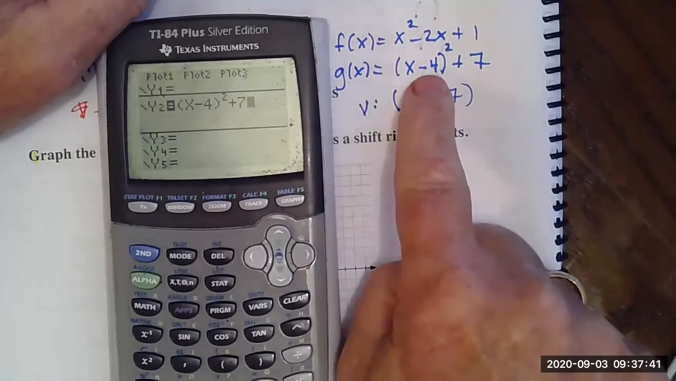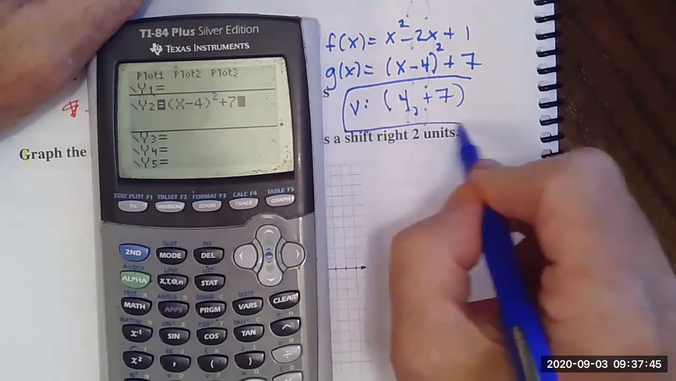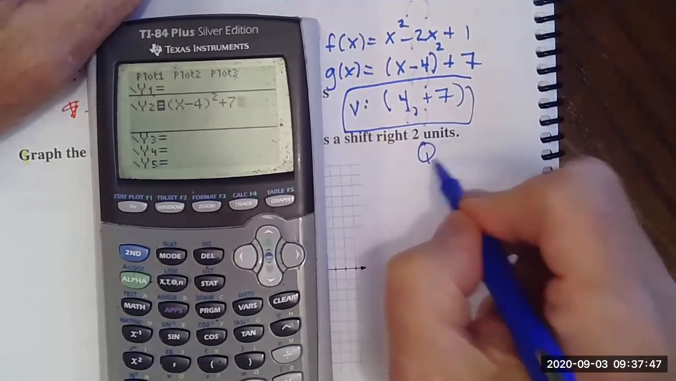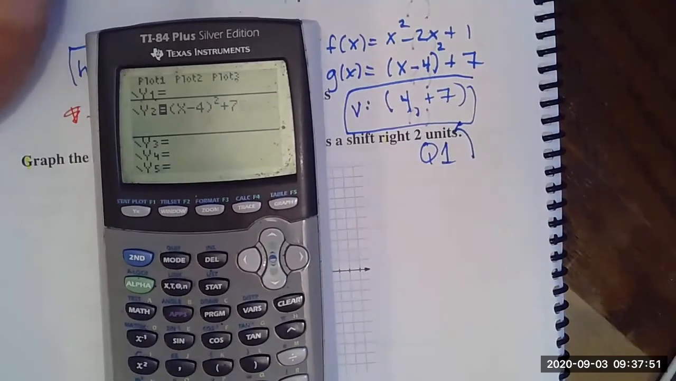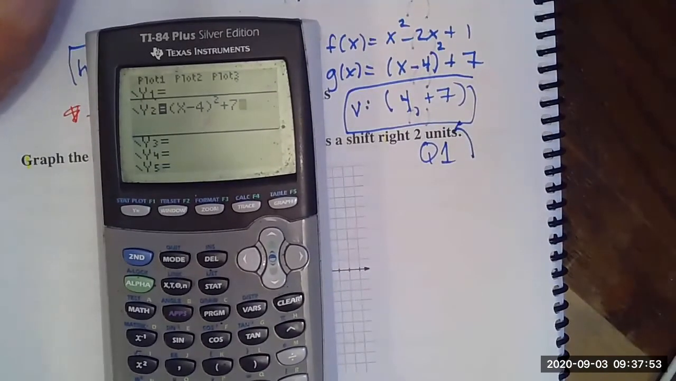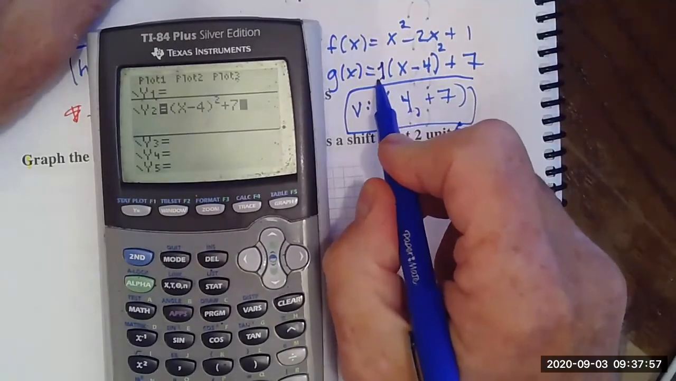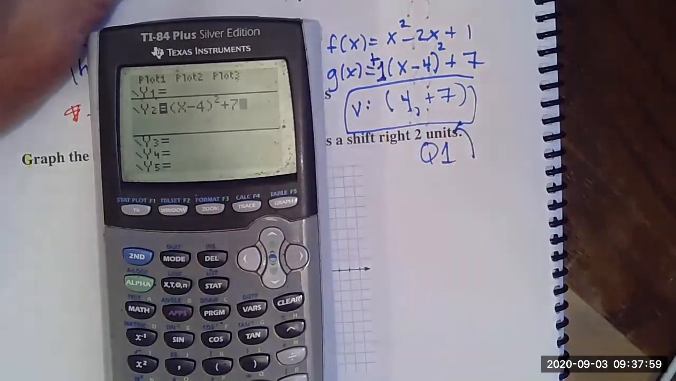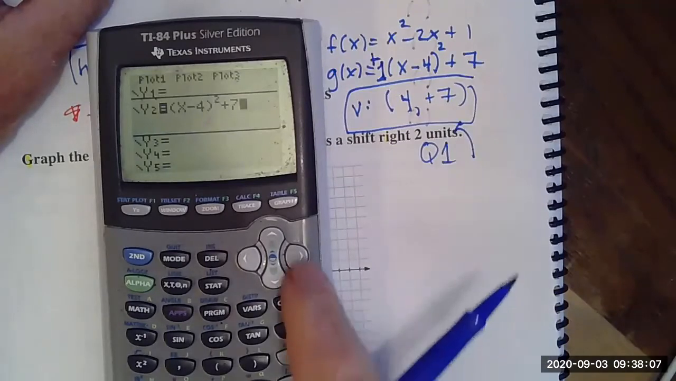So I claim on this one here, that's the vertex. That's in quadrant 1. And I also claim I know what the parabola does. It goes up, and that's because there's a 1 right here, and it's a positive. And positive goes up. Now some of you say, oh yeah, I remember now. Thanks for the reminder. So I know it goes up. It's in quadrant 1. Let's hit graph.